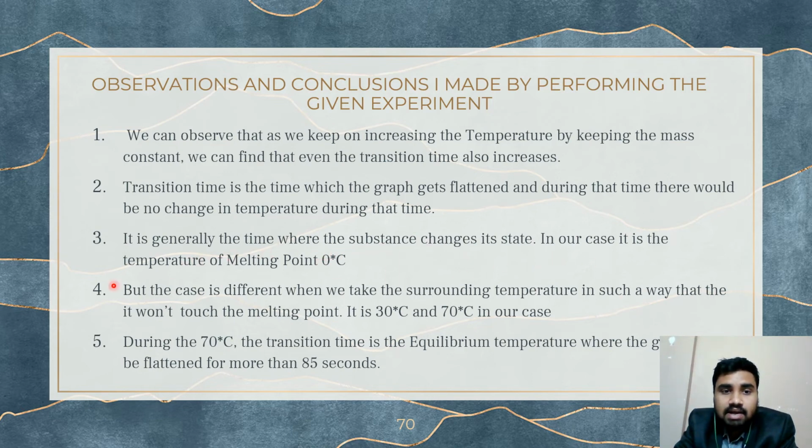In our case, it is the melting point, but the case is different when we take the surrounding temperature in such a way that it won't touch the melting point. It is 30 degrees and 70 degrees in our case. During the 70 degrees, the transition time is the equilibrium temperature where the graph gets flattened for more than 85 seconds.